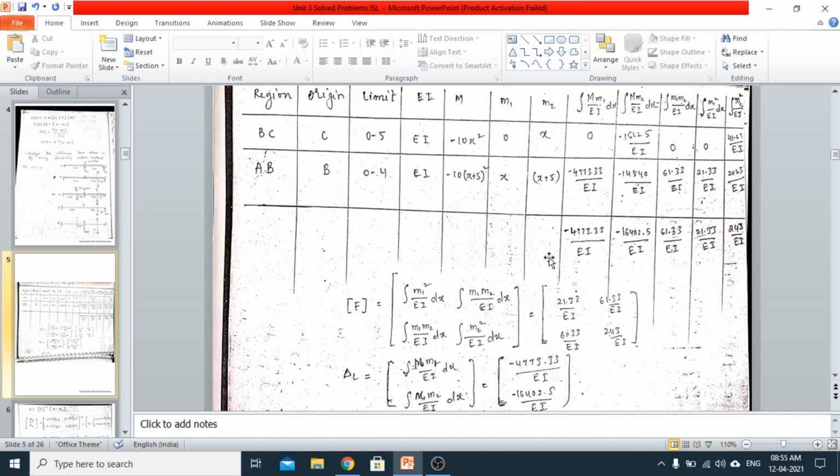We add these values. If you add these values, you'll get 47 minus 477 and all these values. So you have to keep these values aside. And why have we calculated this?